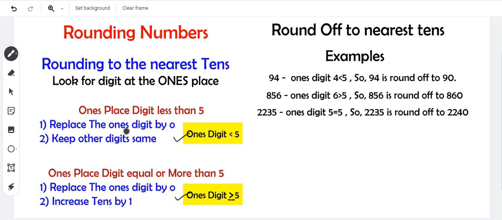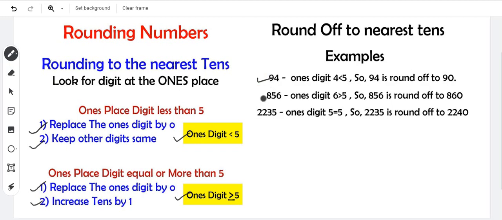Each condition has some rules. In the first condition, ones place digit less than 5, there are two rules. First is replace the ones digit by 0, and the second is keep other digits the same. Is that clear? For the second condition, the first rule is replace the ones digit by 0, and the second is increase tens by 1. Is that clear? So let's come to some examples.